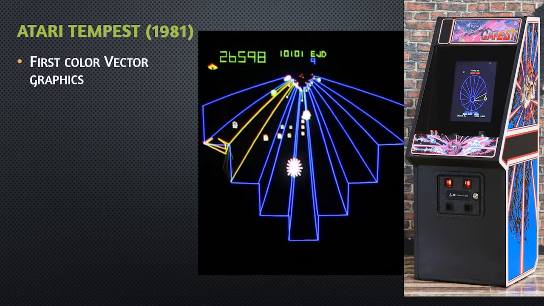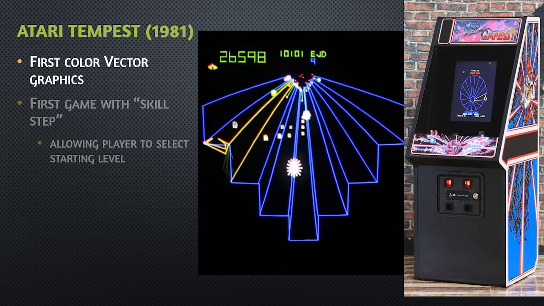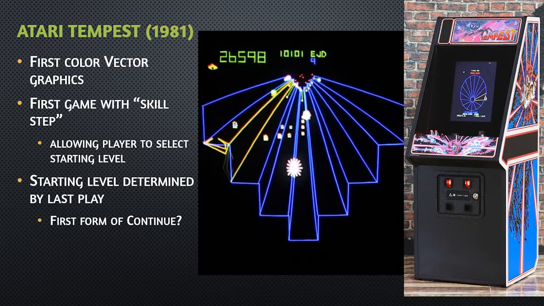It was the first color vector graphics. So Asteroids had the first black and white vector graphics, and this one had the first color ones. It was the first game to have what they called skill steps. So when you went up to the game and you went to play, it would ask you, do you want to start levels 1 to 5, 5 to 10, or 10 plus? The options that were available to you for choosing where you started was actually based on the last play. So if you didn't do well enough, then those new options wouldn't be open to you. And so that was a big first.